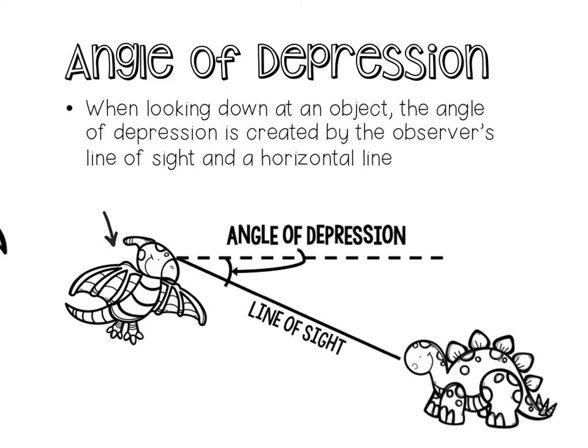And again, our pterodactyl, our dinosaur, is the observer. I think that's a pterodactyl. And here's the line of sight. The horizontal line, again, parallel with the ground. And here's our angle of depression. So the biggest thing here is that the angle of depression or the angle of elevation always occur between the line of sight and the horizontal line.